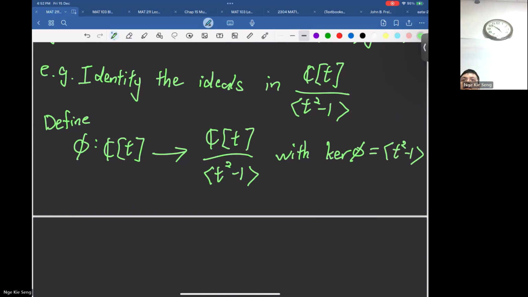Just do this. I just send this ideal to 0. And then for the rest, I send t to t. What is this actually? This is the canonical map. This is exactly what the canonical map does. If you cannot imagine this ring, you should imagine the group.